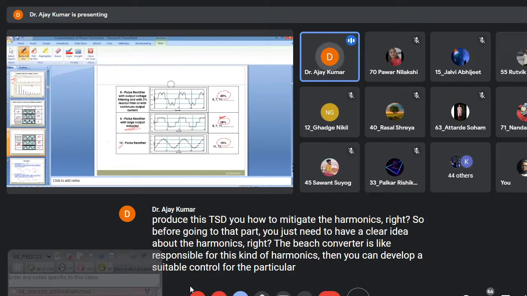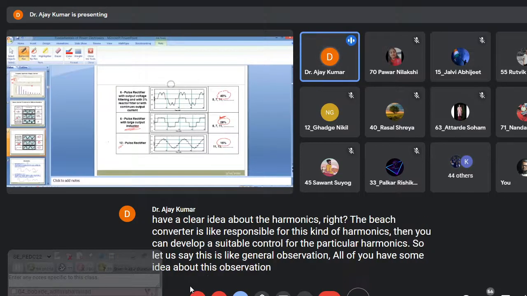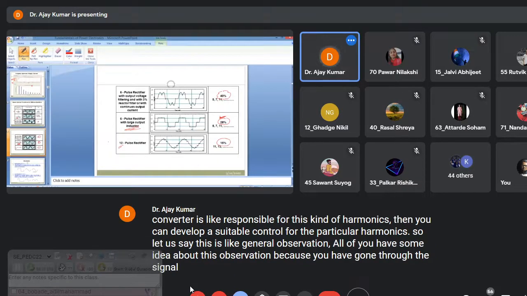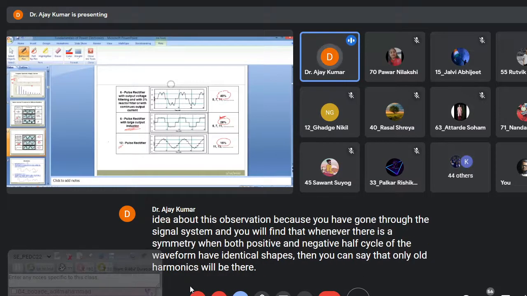So let us say this is a general observation. All of you have some idea about this observation, because you have gone through signals and systems, and you will find that whenever there is symmetry, when both the positive and negative half cycles of the waveform have identical shapes, then only odd harmonics will be there. And when there is no symmetry, then even harmonics will be there, right?